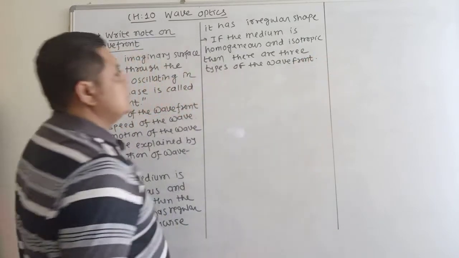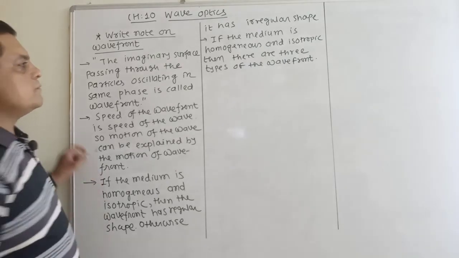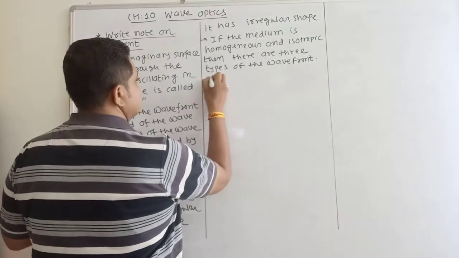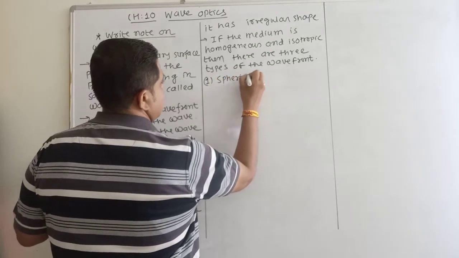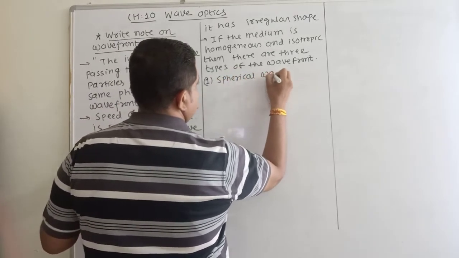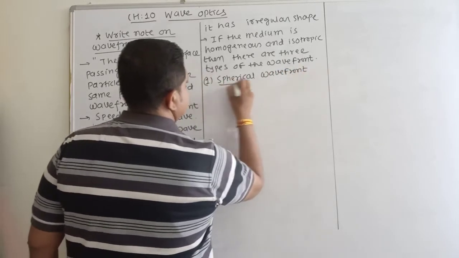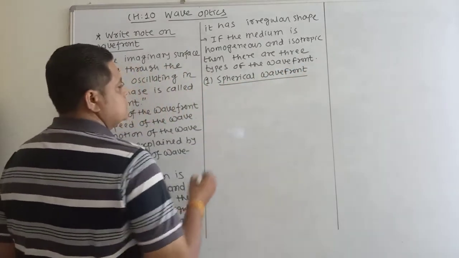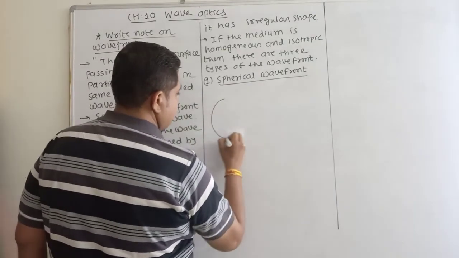If the medium is homogeneous and isotropic, then there are three types of wavefront. First is the spherical wavefront. Okay. In this case, listen.